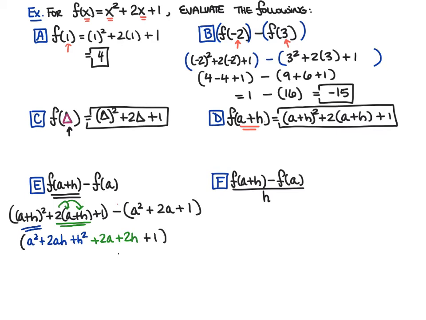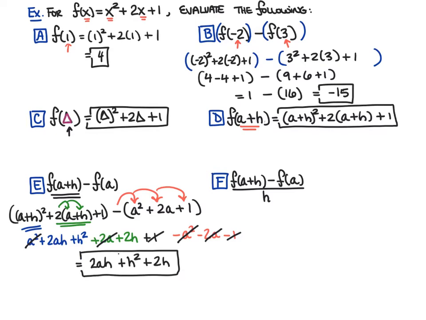Now for the second set of parentheses, this minus sign is going to apply to every one of these terms. So I'm going to distribute in the minus. That's minus a squared minus 2a minus 1. All right. And finally, these parentheses that I've drawn in here, they actually aren't doing anything, so I'm going to eliminate those. And we can combine like terms. You're going to notice a lot of stuff cancels. So this a squared is going to cancel with that a squared, the 2a with this 2a, and the 1 with this 1. So ultimately, you're left with 2ah plus h squared plus 2h. And that would be for part E.